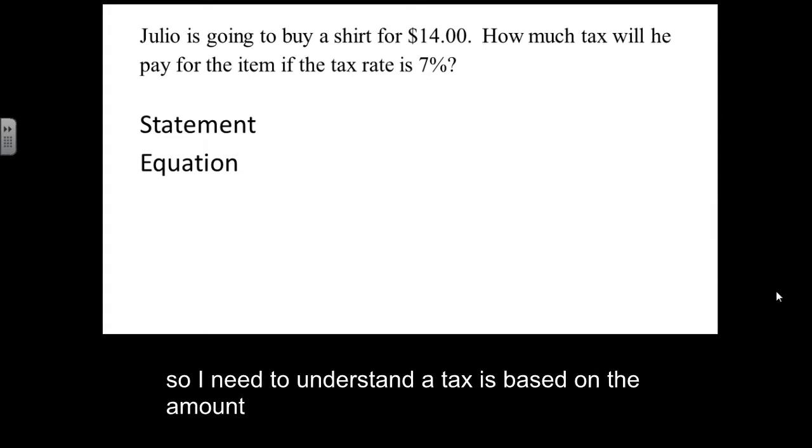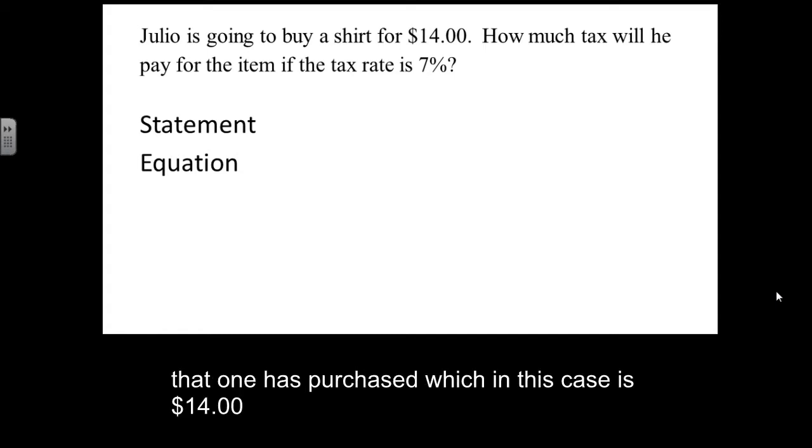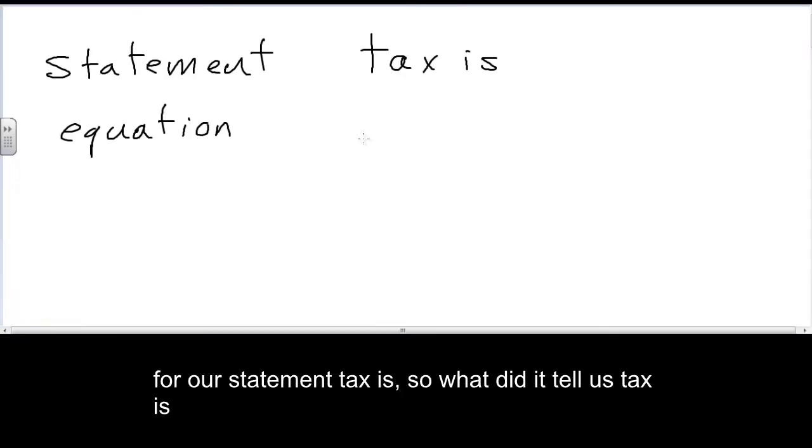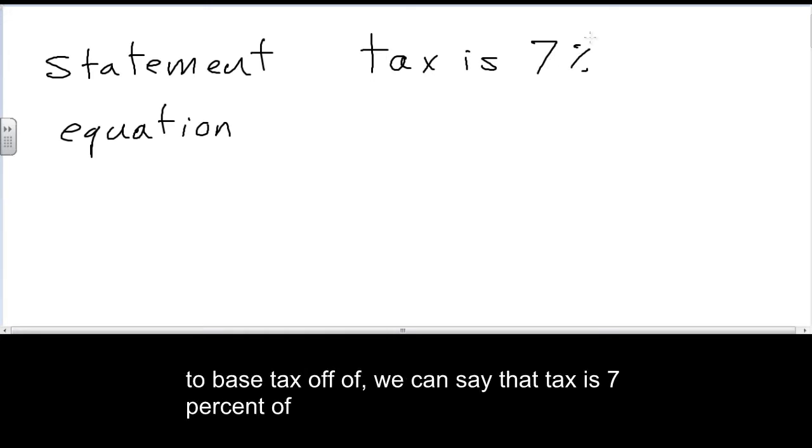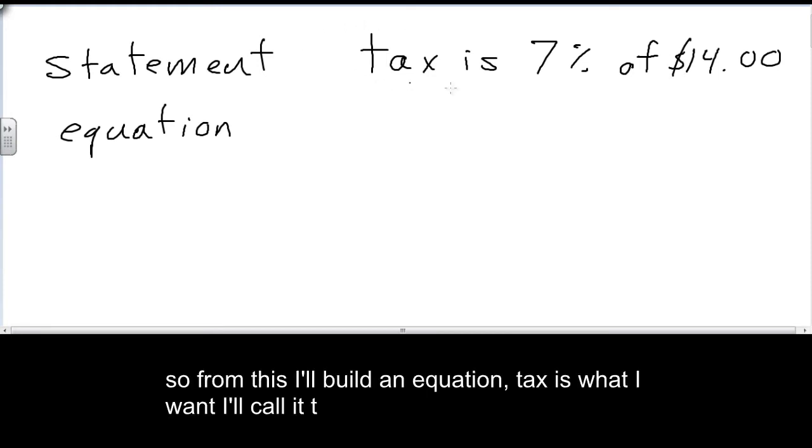paid. So we need to understand that tax is based upon the amount that one has purchased, which in this case is $14. For our statement, tax is. So what did it tell us tax is? Tax is 7%. Since we use the total amount purchased to base tax off of, we can say that tax is 7% of $14. So from this we'll build an equation.